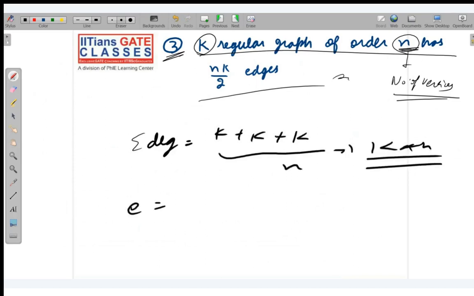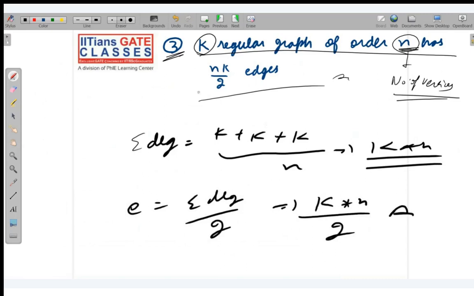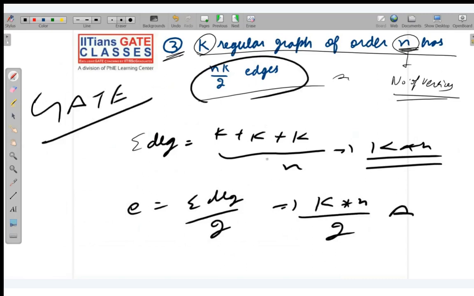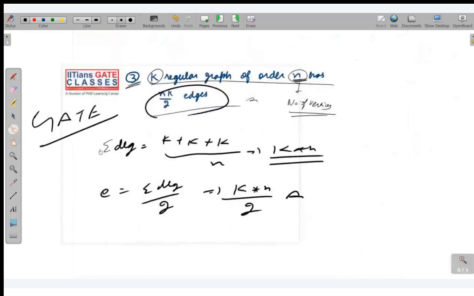So edges will be what? Sigma degree divided by 2. So k into n by 2. This is my answer. It is a GATE question, by the way. So graph theory is very, very simple. It is simply common sense. The more you think, the more you get. That is the basic thing. Take snapshot. I will jump to the next slide.